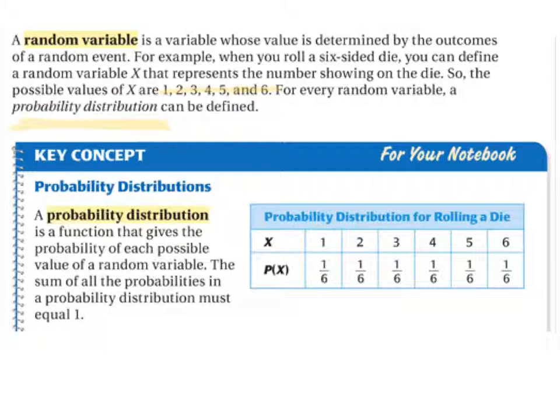So if we look at that 6-sided die, a probability distribution is a function that gives the probability of each possible value of a random variable. The sum of all the probabilities in a probability distribution must equal 1. So probability of rolling a 1 is 1 out of 6 sides. Probability of rolling a 2, etc. Probability of rolling a 4 is 1 out of 6 sides. Rolling a 5, 1 out of 6. Rolling a 6, 1 out of 6.